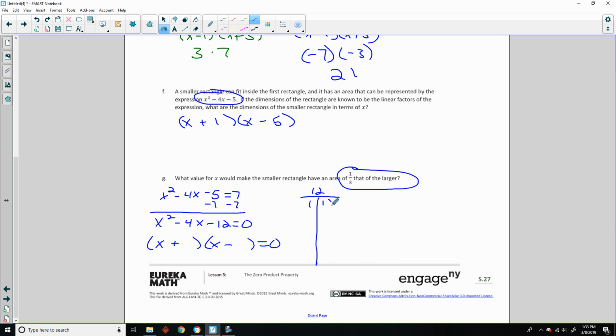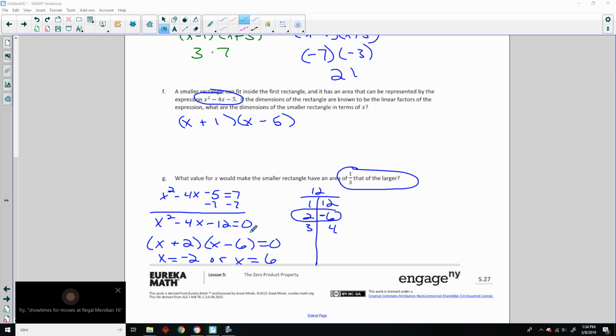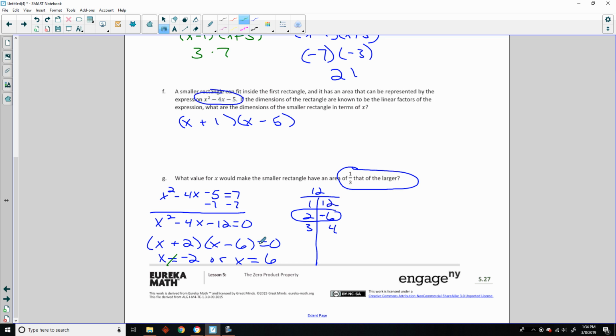1 and 12, 2 and 6, 3 and 4, and I want a difference of 4. It's right here where 6 is negative and 2 is positive. 2 minus 6 is negative 4. 2 times negative 6 is negative 12. So x equals negative 2 or x equals 6. Okay, we're talking about length here. So I will not use the negative value, negative 2. So the answer is 6.